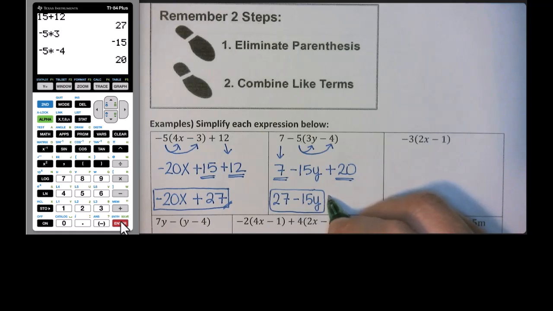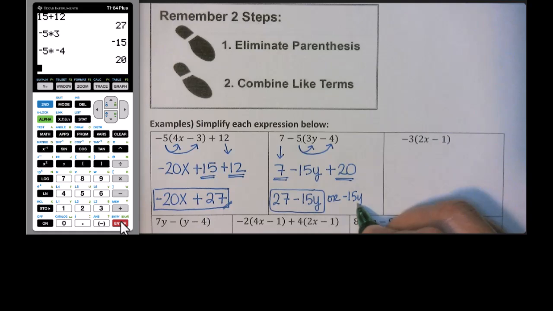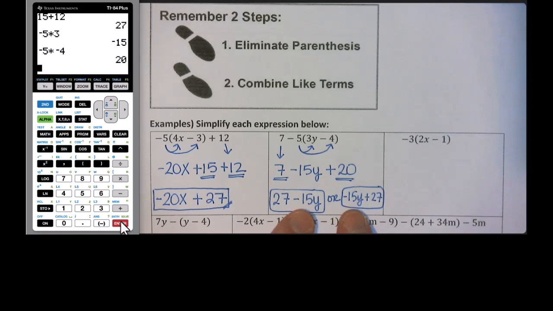Now, some students might have said, oh, let me bring down the negative 15 first. And then they combine 7 plus 20 and they got positive 27. And if they write that as the answer, that is also correct. Okay, if you notice, the negative belongs to the 15 and 27 is positive.